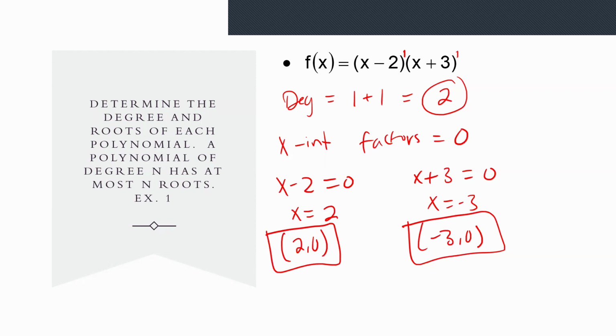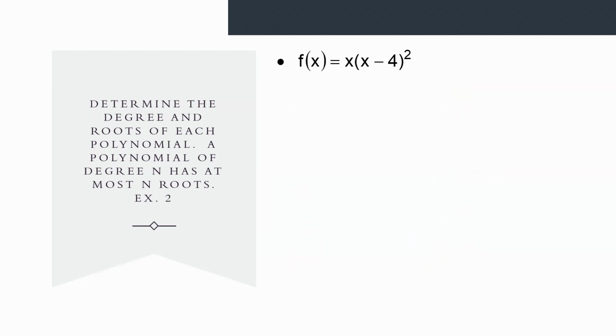Saving paper. You don't have to write everything I wrote. All right, let's try it again. On this one, to determine our degree, we're going to look at the number of powers on each factor. x has only 1 power on it. This factor has how many powers on it? 2. So that makes it a 3. So this is a third degree polynomial.